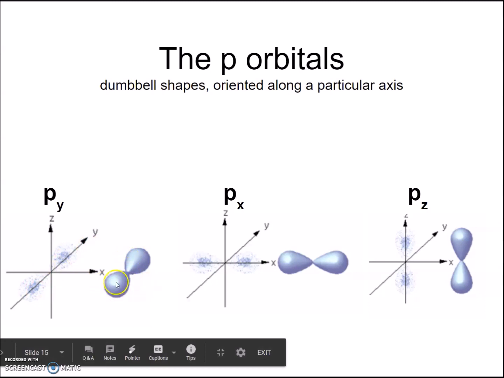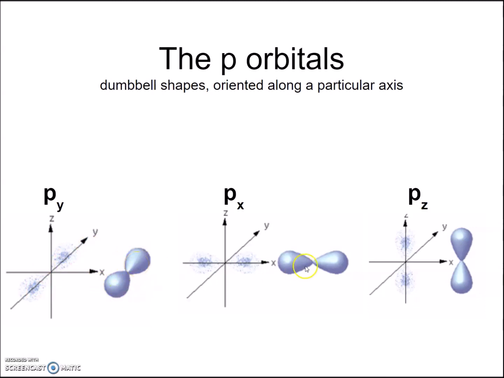If we were to draw this in a smooth shape, it would look like this. The P subscript X orbital is a dumbbell shape where there's a high likelihood of finding an electron somewhere along the X axis. And the P subscript Z orbital is a dumbbell shape where there's a high likelihood of finding an electron somewhere along the Z axis. Okay, notice there's three different kinds of P orbitals. That'll be important as we move further along in the lesson. So three kinds of P orbitals, one kind of S orbital, just a sphere.